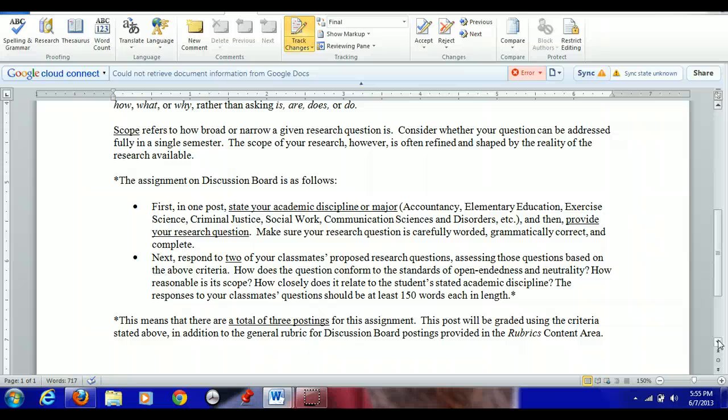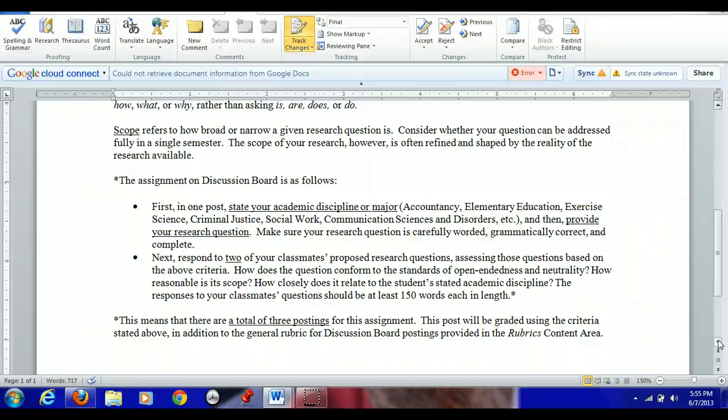Then respond to two of your classmates' proposed research questions, assessing those questions based on the above criteria. How does the question conform to the standards of open-endedness and neutrality? How reasonable is its scope? How closely does it relate to the student's stated academic discipline?